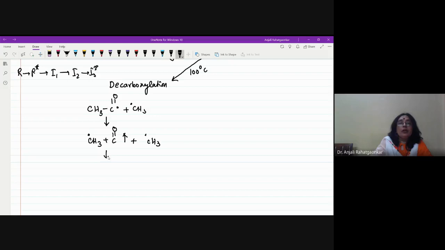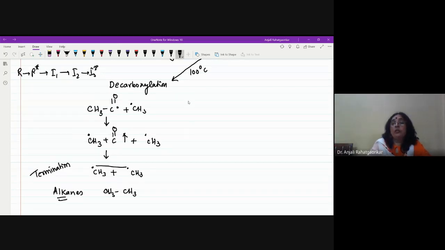Now in the termination, I am proceeding toward the termination of the reaction. So how is it terminated? I have the alkyl radical from the acyl radical and another alkyl radical. There is a formation of a bond between them, so formation of simple alkanes. Okay, so this is one possibility.